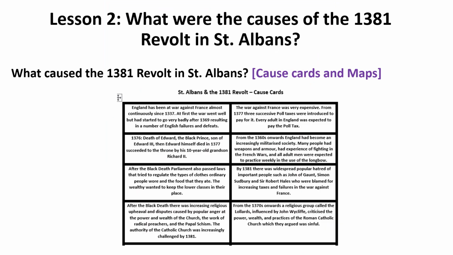Lesson 2 has the inquiry question of what were the causes of the 1381 revolt in St Albans. And this will use both cause cards and maps for pupils to identify the key factors that led to the revolt. Again, linking the national revolt to those specific events in St Albans themselves, where there are similarities, but also where there are differences as well.